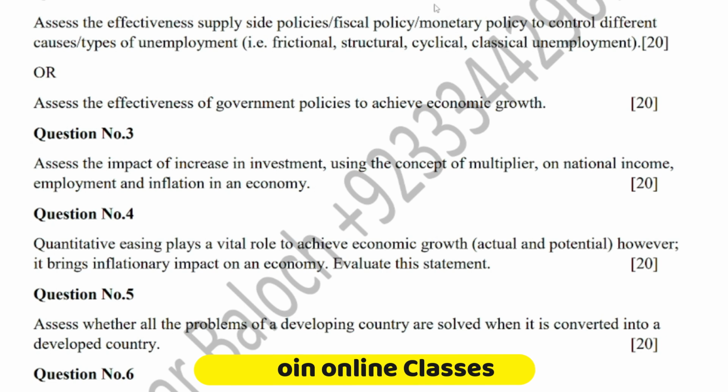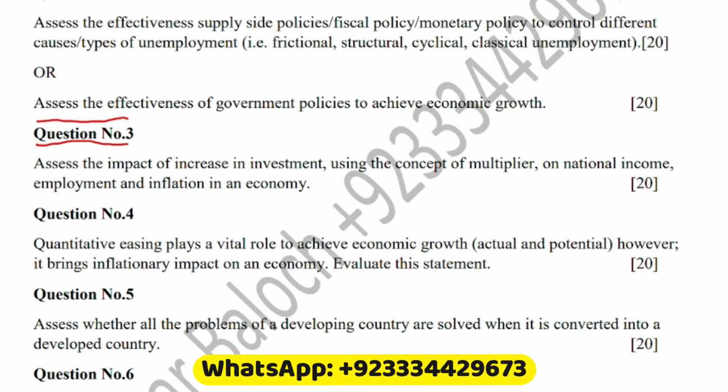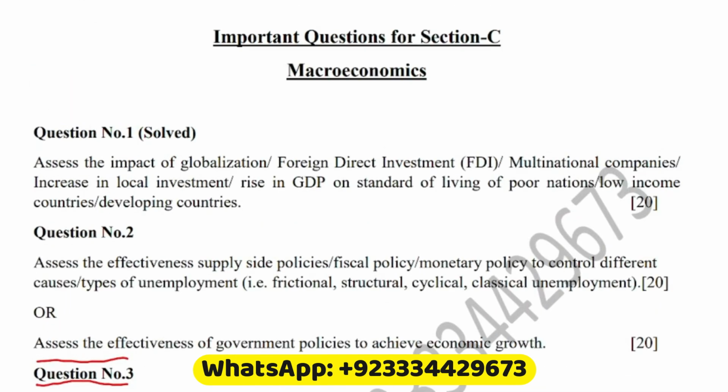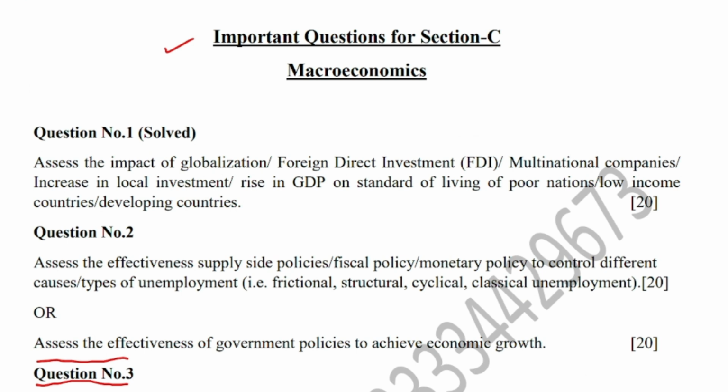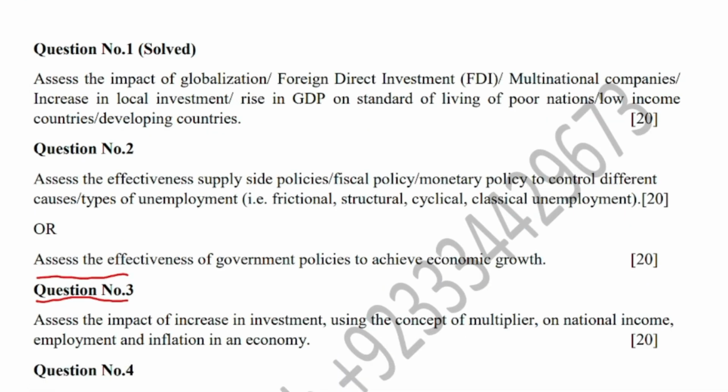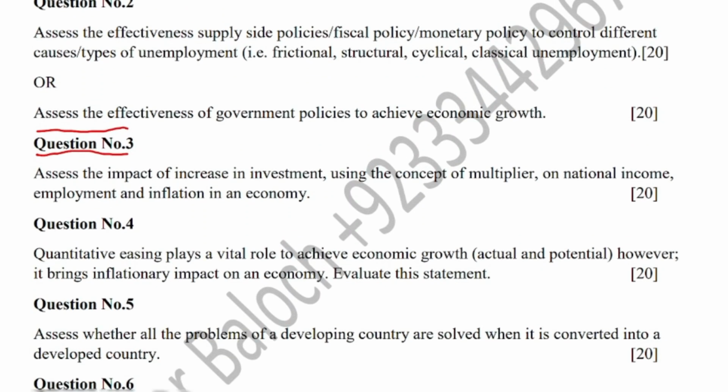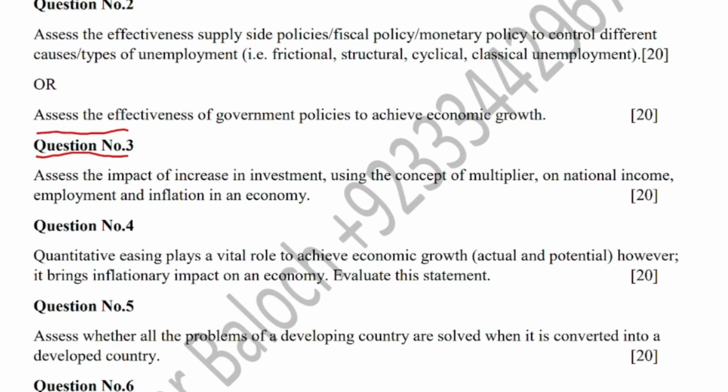And this is the turn of question number 3 today, and I'm going to explain how to answer this question. This question number 3 is from section C of macroeconomics. You can see this is the list of important questions for section C. For question number 3, I'll explain what you should write in assessment objective 1, then assessment objectives 2 and 3, and how to conclude your answer.